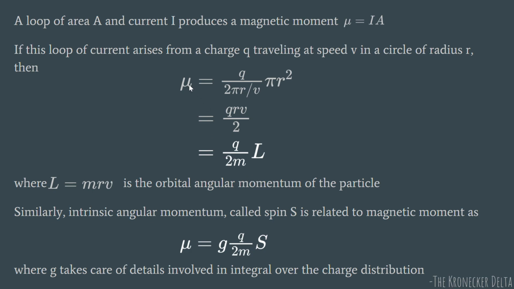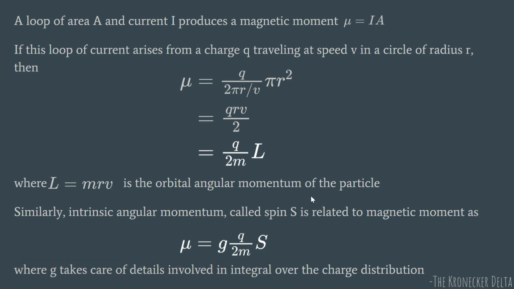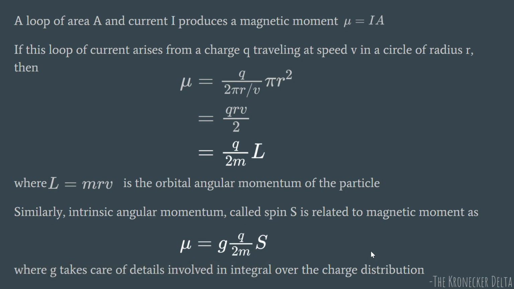So if there is a relation between mu and L like this, we expect there should be a similar relation for spin angular momentum, that is, intrinsic angular momentum. The actual derivation of this formula requires an integral over all the charges, but we don't care about the details. All this detail is involved in this gyromagnetic ratio g, which takes care of it. And then what we actually get is, instead of L, we get S, which is your intrinsic angular momentum or your spin.